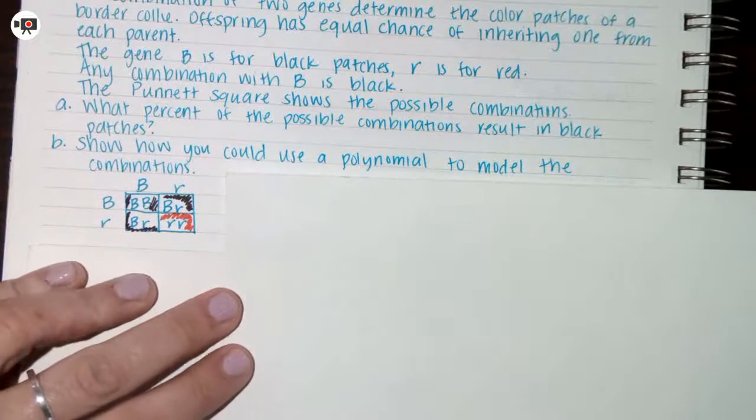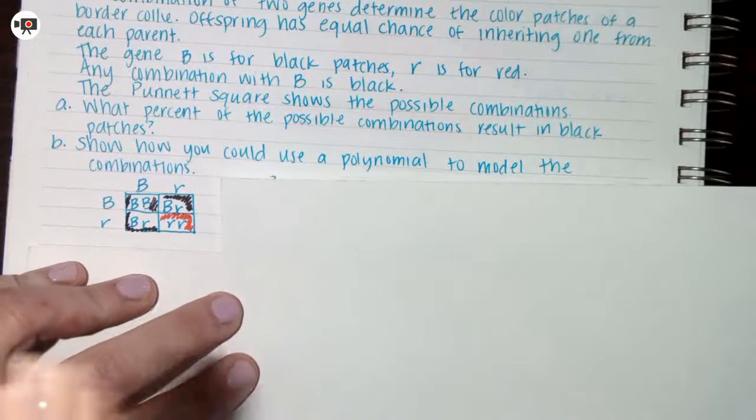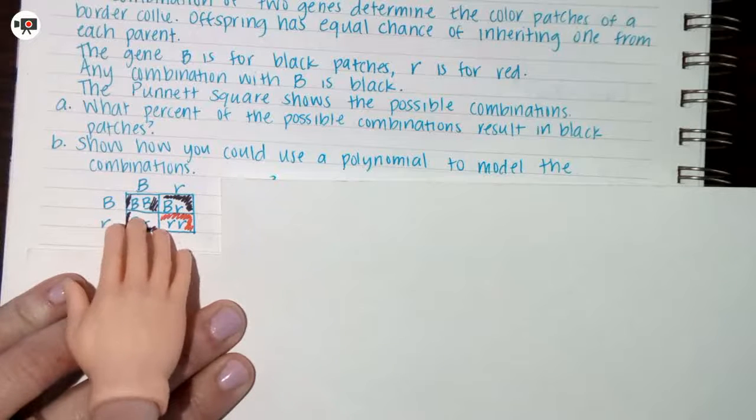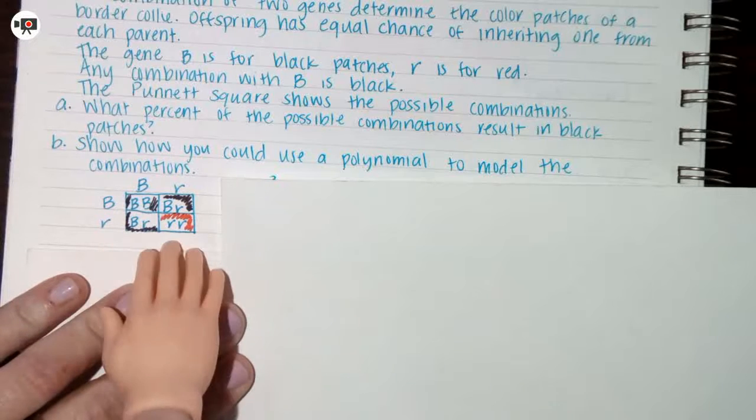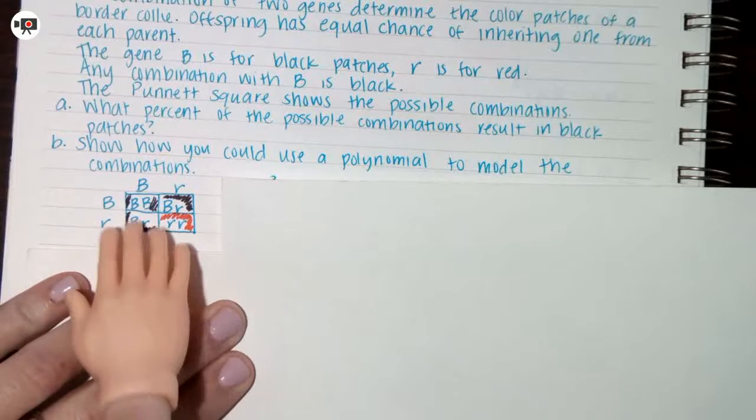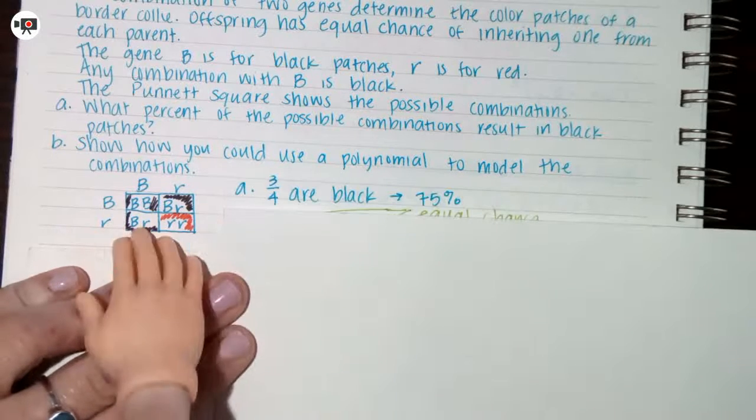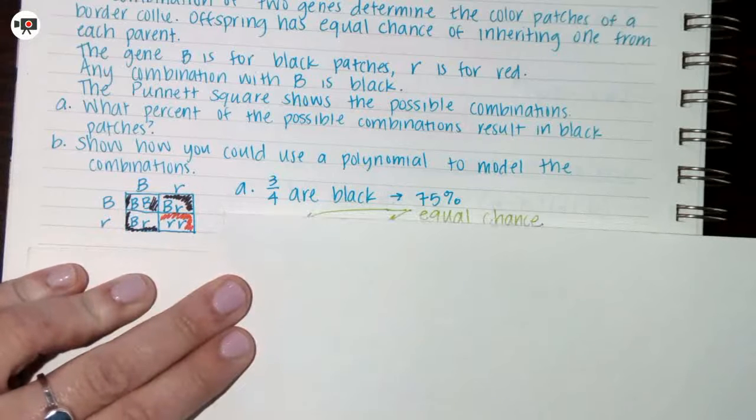So here's the Punnett square that we are given, where we have capital B and a lowercase r. We have BB, BR, BR, and RR. So anyone that has a capital B will be black. So 3/4 of the squares are black, so that is 75%.